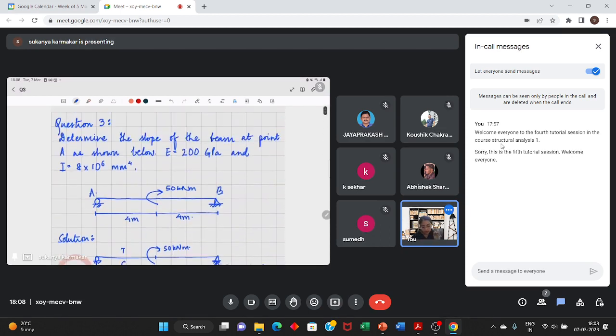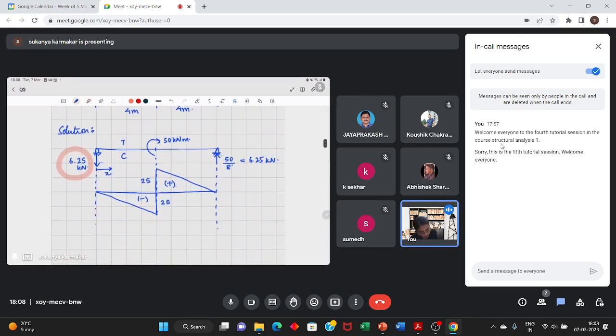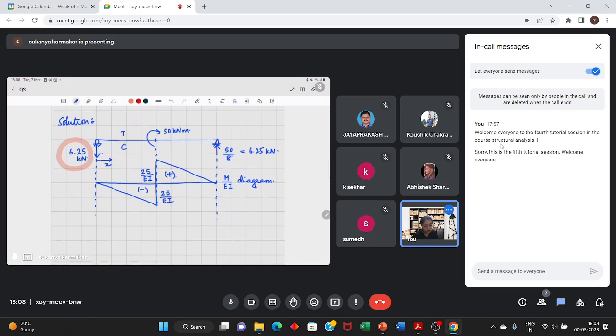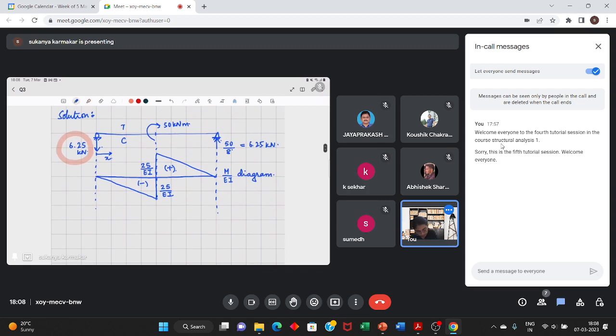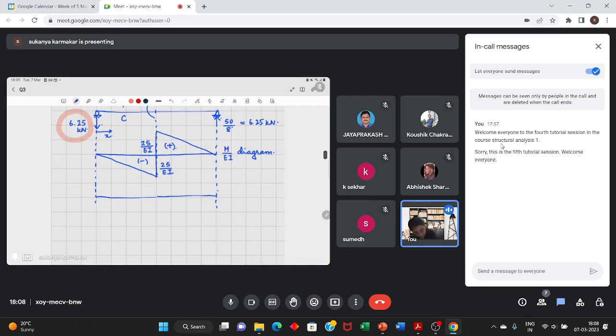In this beam, the value of EI is constant, so we can simply divide by EI throughout the beam. It has the same EI. So we have the M by EI diagram. Now this M by EI diagram will be the load on the conjugate beam. So in the conjugate beam, pinned support will remain pin and roller will remain roller.